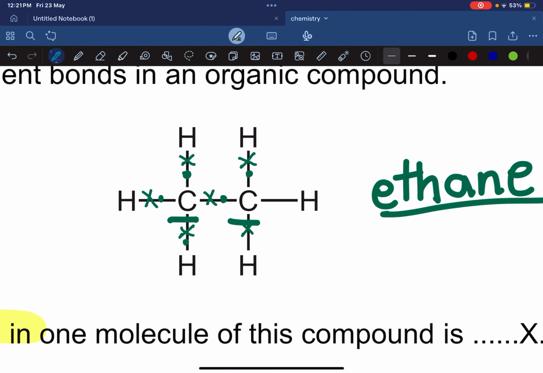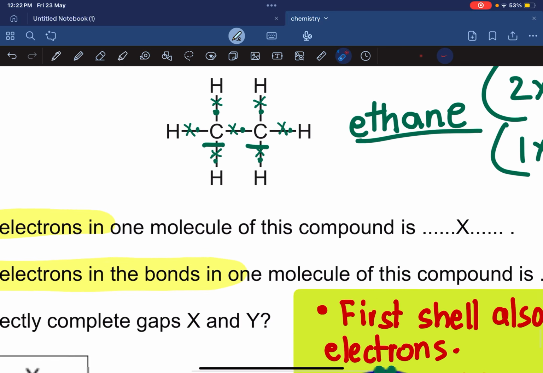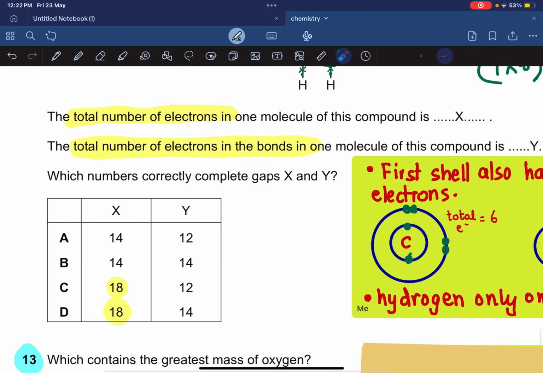So we are done with all our bonds. Now let's count the electrons. 1, 2, 3, 4, 5, 6, 7, 8, 9, 10, 11, 12, 13, 14. If you found it difficult, just count the bonds and multiply by 2, because each bond has 2 electrons. So 1, 2, 3, 4, 5, 6, 7. 7 times 2 equals 14. So the electrons involved in bonds were 14. According to that, our option Y is going to be 14, and that makes it D.